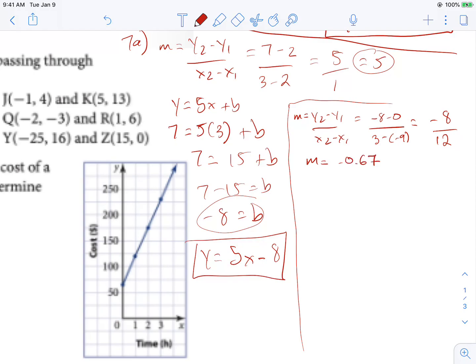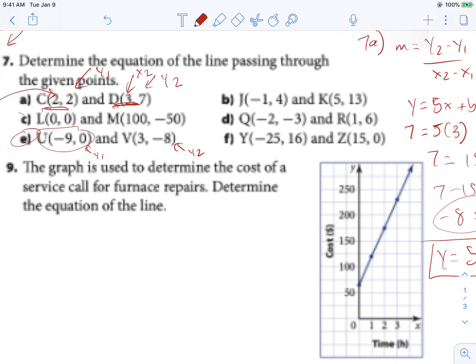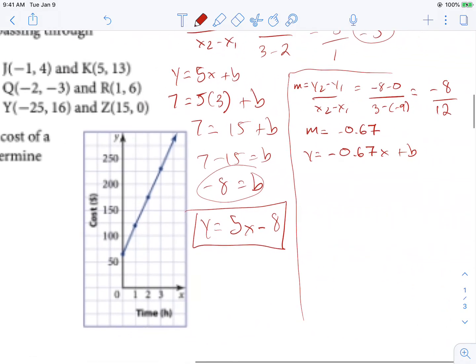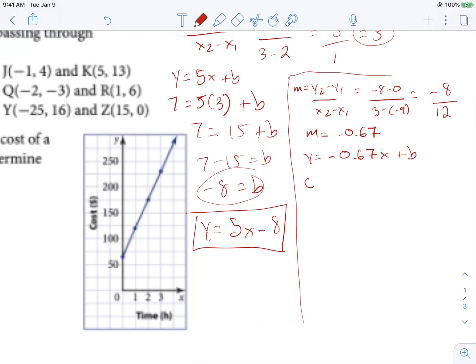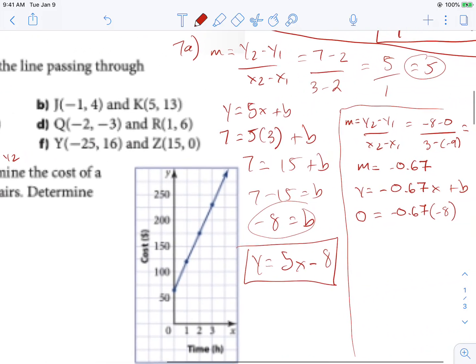So now what we're going to do is put this into our formula. y equals negative 0.67 times x plus b, and we can pick either point. I'm going to pick this point just because it's got a 0 and it's a little bit easier to work with. So that point is 0 for y equals negative 0.67 times x, which was negative 8, I believe. Nope, it was negative 9.